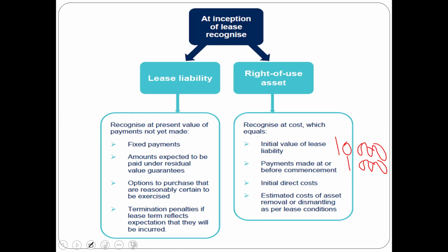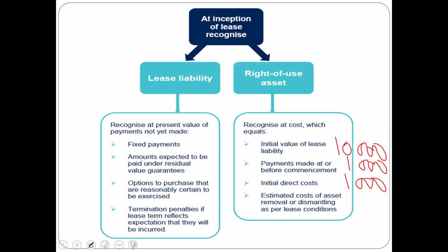Then, are there any initial direct costs that you have incurred, maybe legal fees in making sure that the contract goes ahead? So maybe you have paid direct legal costs of 1,000 to ensure that you actually enter into that lease. Then perhaps the nature of your business is such that you need to put some fittings within that particular building. And when the time comes that you need to move out of the building, you are then required to dismantle those fixtures. How much will it actually cost you to do that? So what is the estimated cost of the asset removal or dismantling as per the lease condition?